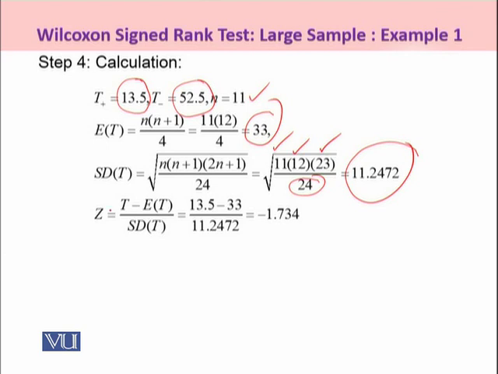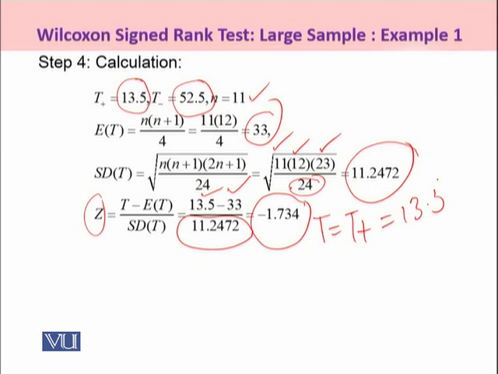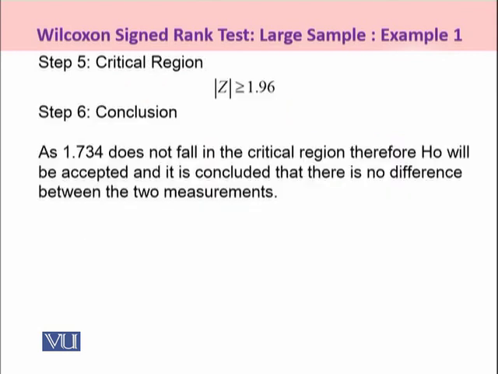So students, now we need to formulate Z. How will we find Z? Now, if you look at T, we were given two kinds of T: one was T plus and one was T minus. And we know that the smaller observation is to be taken out of the two. So T plus was smaller, so that was assigned to T. That is, T is equal to T plus, and it is equal to 13.5. So 13.5 minus the mean, which is 33, divided by the standard deviation, which is calculated as 11.2472. The value of Z, students, is minus 1.734.